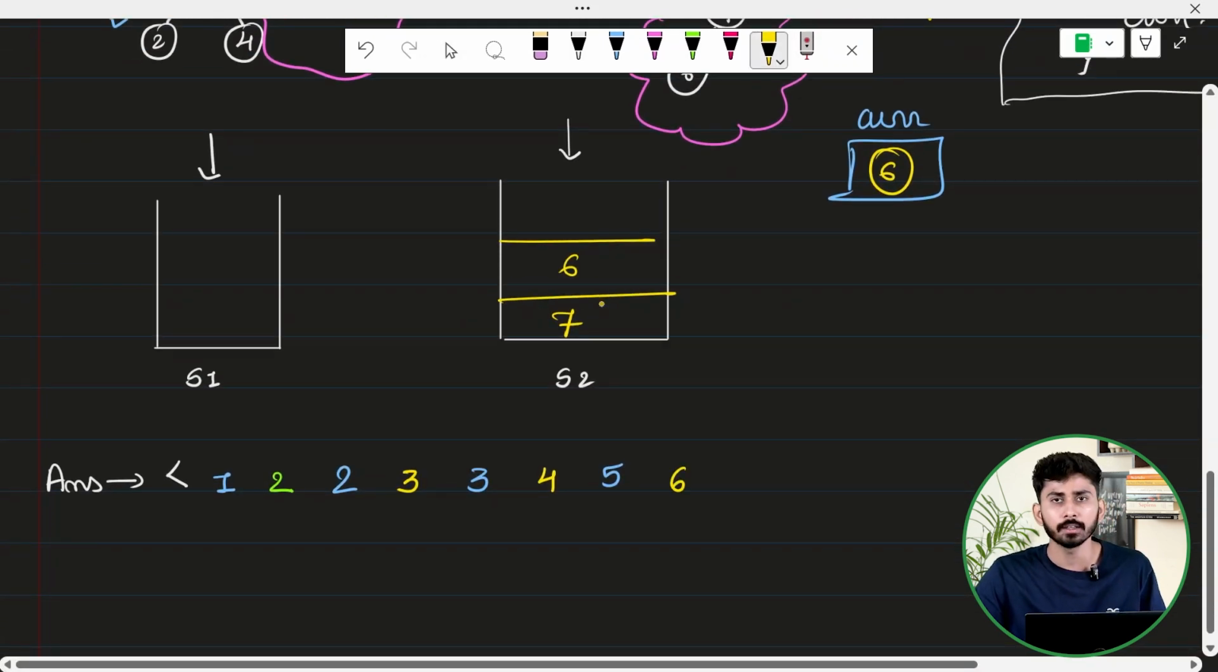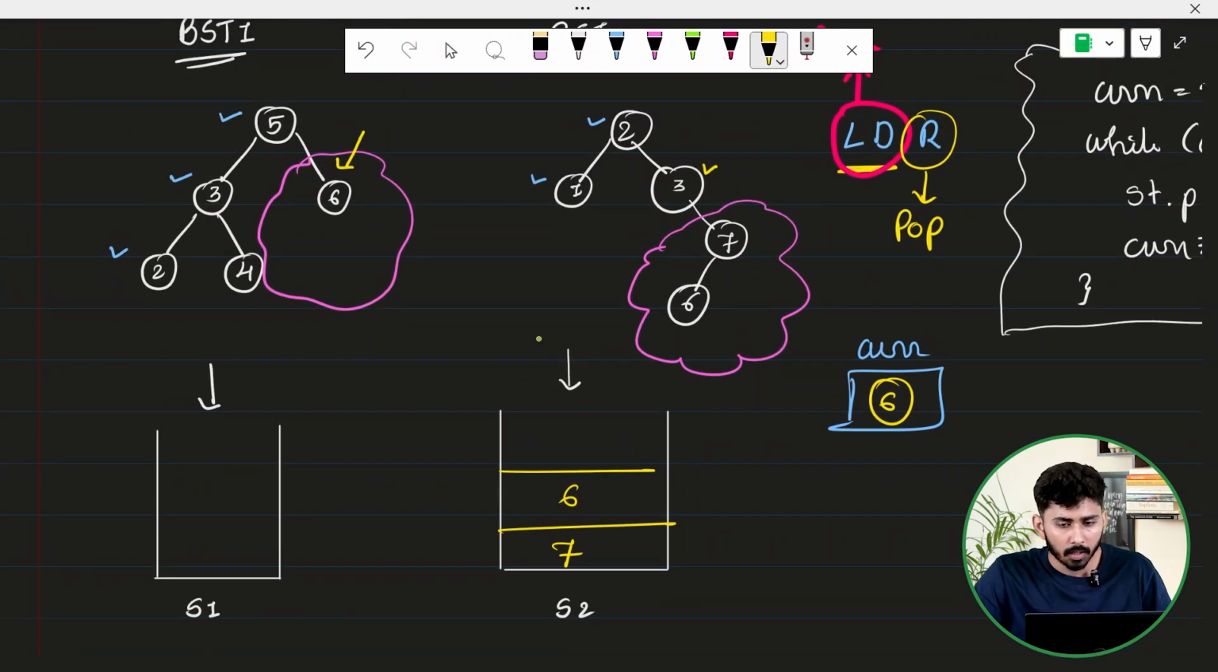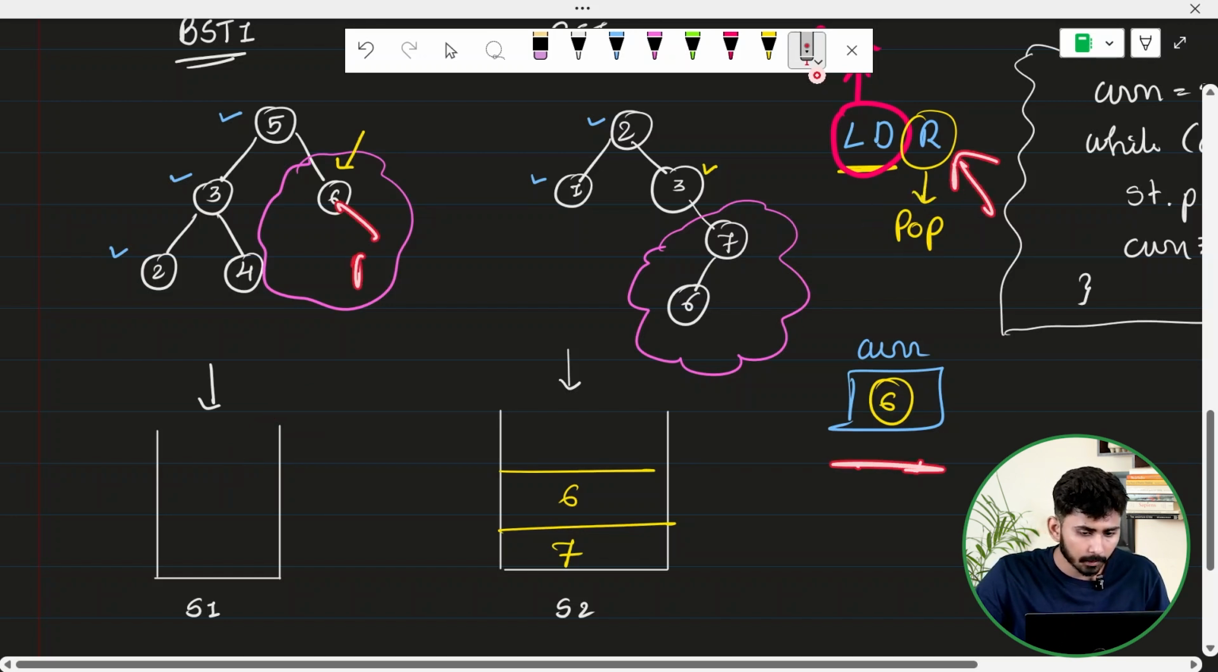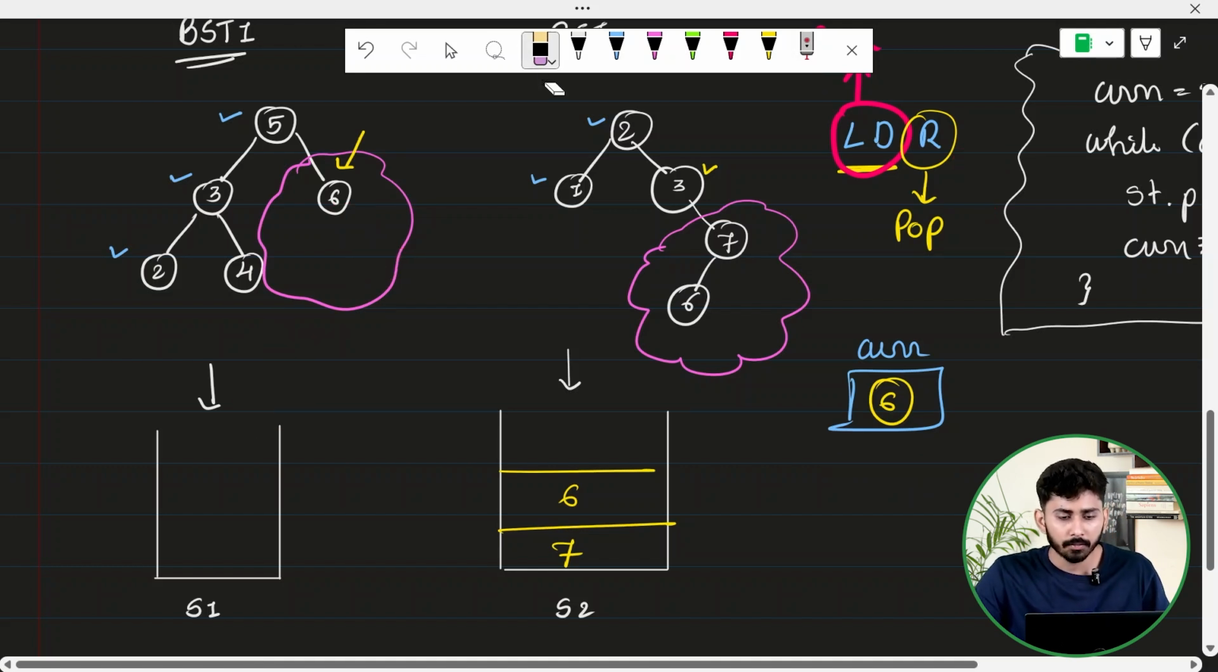So 6 will be printed in the output. Okay, fine. Now whenever I remove anything from this stack, that is basically after pop, I have to have a look at the right subtree of this current node. What is there in the right subtree? Nothing is present, so nothing will be inserted inside my stack.